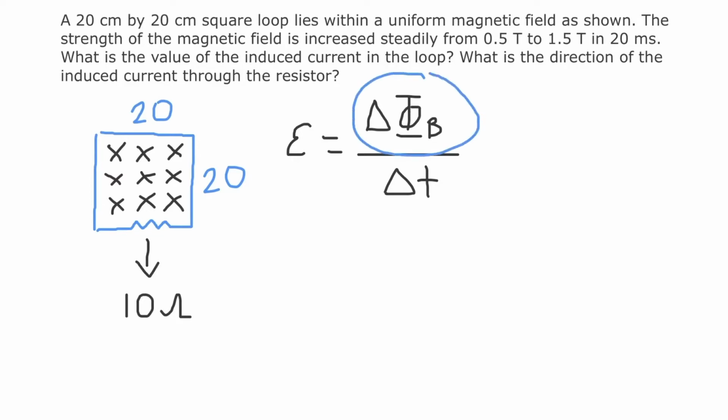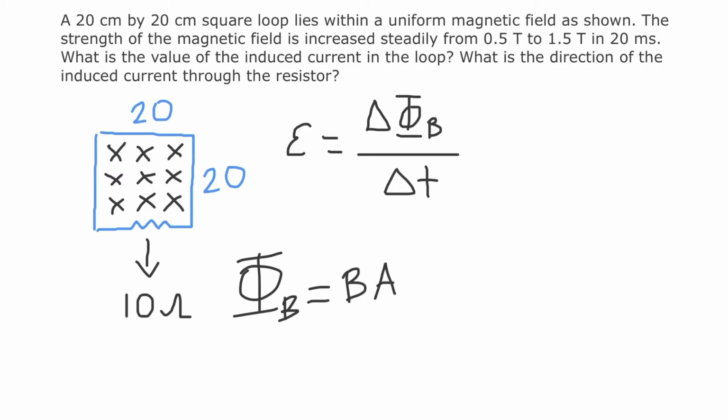For this top term, this is the change in the magnetic flux, and we know that magnetic flux, or just phi B, is equal to B times A. And we can say that the change in magnetic flux in this scenario, we know that the magnetic field strength changes from 0.5 teslas to 1.5 teslas. However, the area, or this A term here, does not change at all. It's always 20 centimeters times 20 centimeters for the area of this loop.